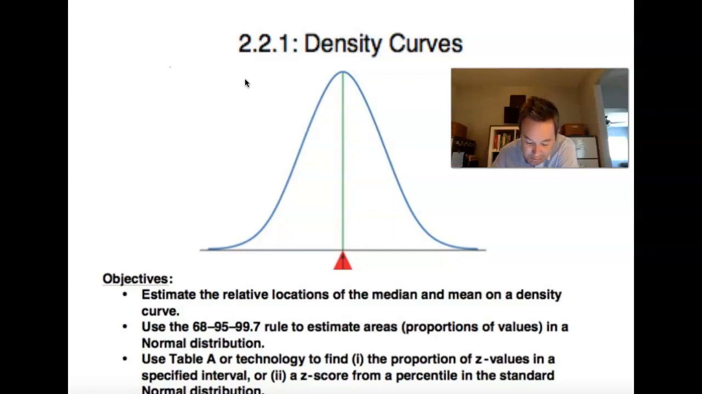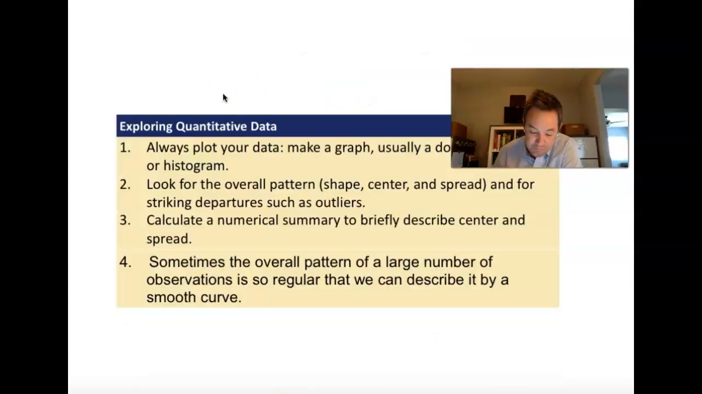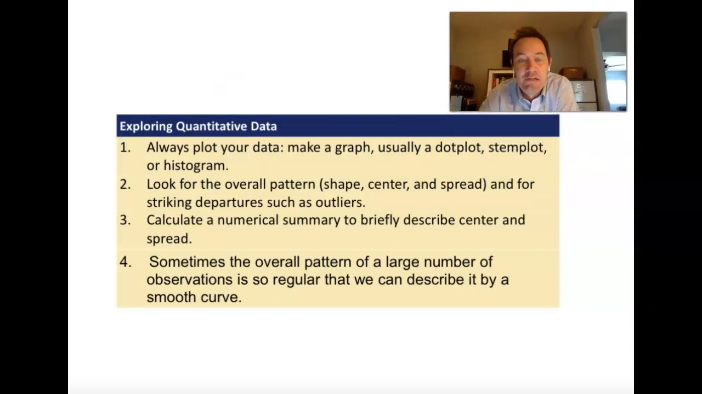And we'll use table A or technology to find the proportion of z values in a specified interval, or a z-score from a percentile in the standard normal distribution. So a lot of words we haven't necessarily learned yet, but will as we go. All right, just a note on how we explore quantitative data to this point.